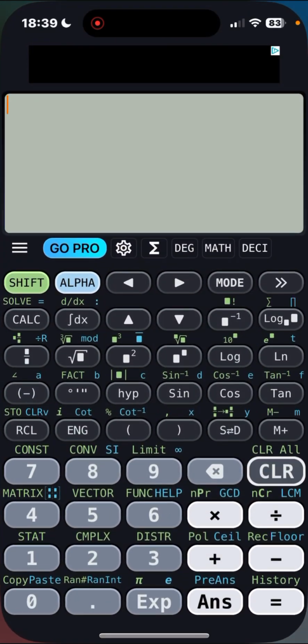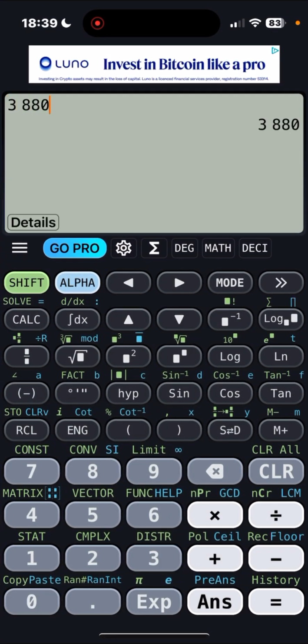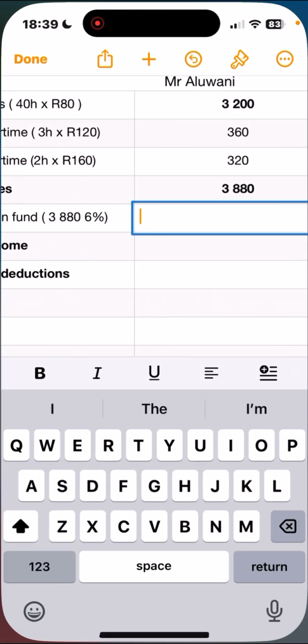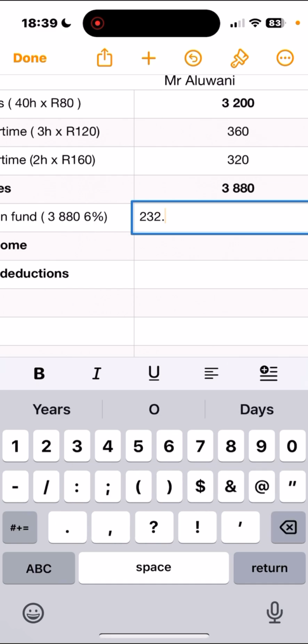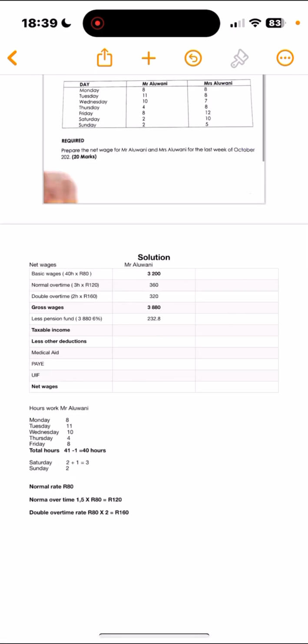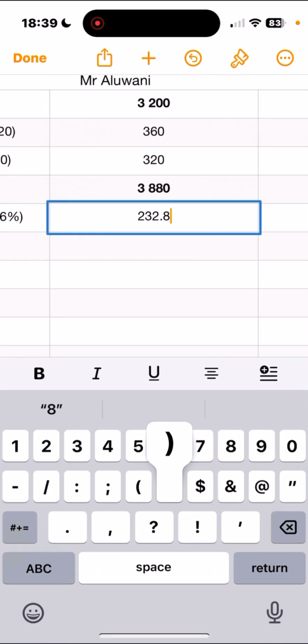Let's see on our calculator. Multiply by 6%. It's going to give us 232.8. So that is the pension fund. And remember, the pension fund is a deduction, so it needs to be in brackets.